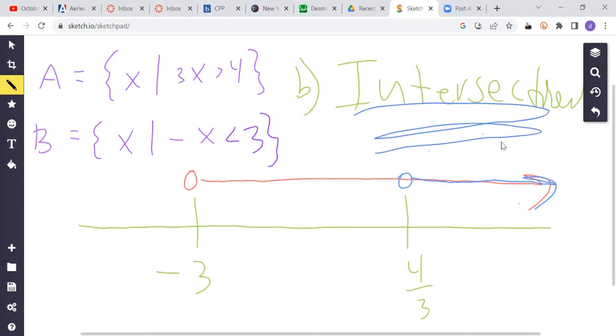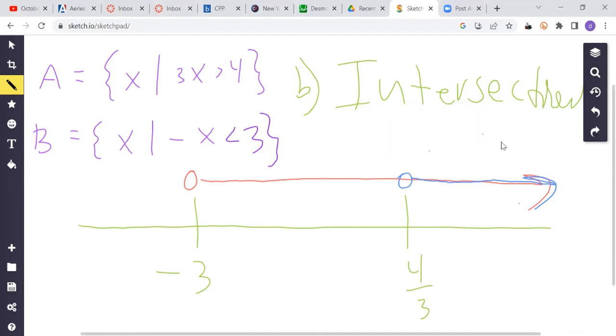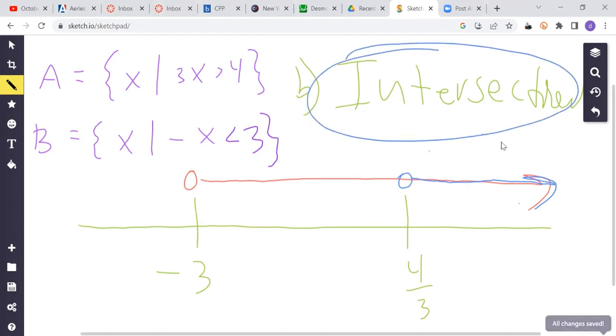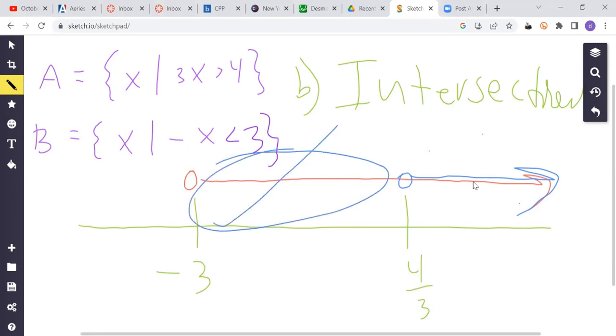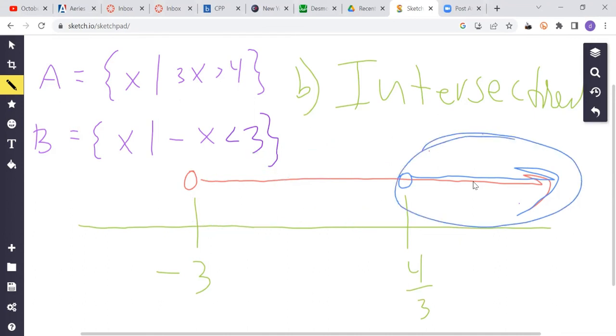Now, intersection is different. Intersection does not add the two graphs together. No. Intersection is like where they cross, what they have in common. So here, what I see is, what do they have in common? You see here, there is no blue. Here, there's both red and blue. So the answer for intersection is the part that has both colors. I need both colors. That's why here, that's no good because there was no blue. All of this is money because that has both colors from 4/3 to the right forever.